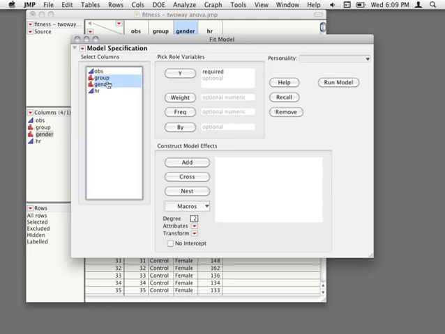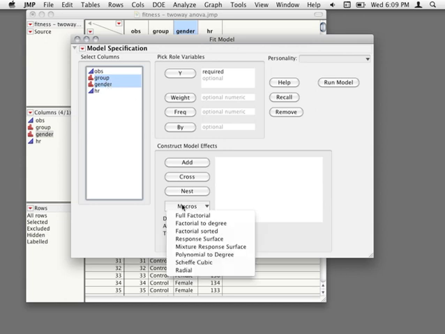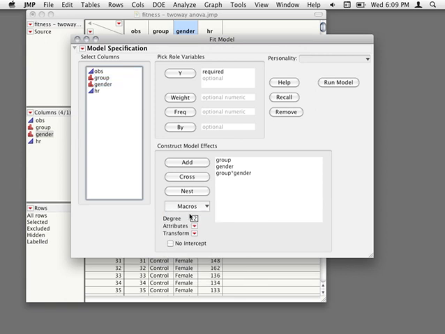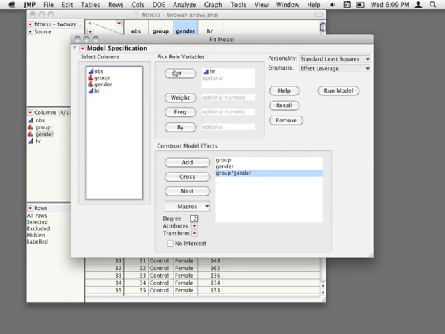So the quick way I showed you last time to get these into the full factorial is just select your two factors, go down to Macros, and select Full Factorial. What that'll do is build you the model with each factor effect plus the interaction term, so group by gender. And what we're trying to predict here, we're trying to see if there are differences in, is the heart rate. So I'm just going to select that. And everything else we can just leave as it already is.